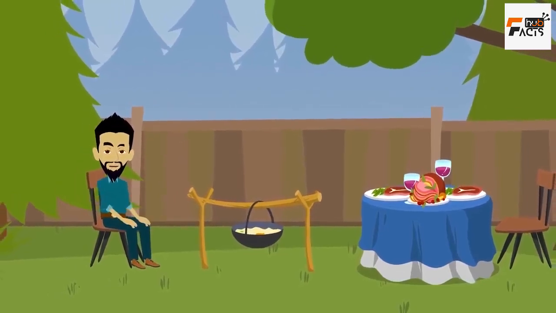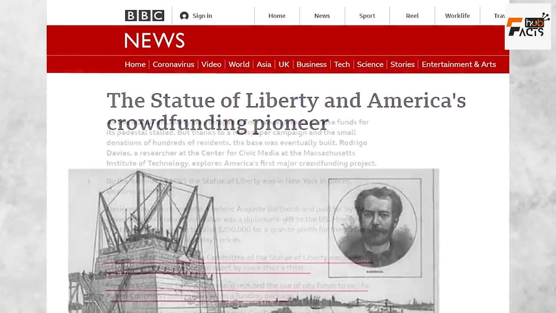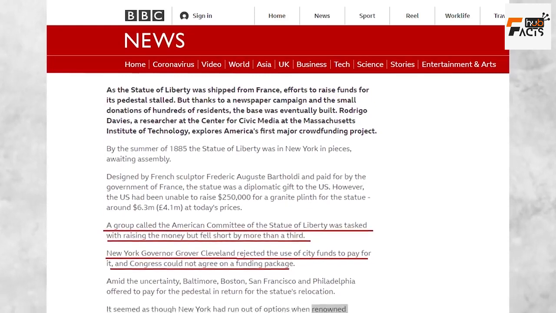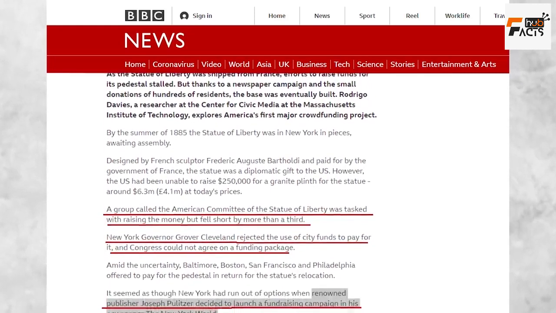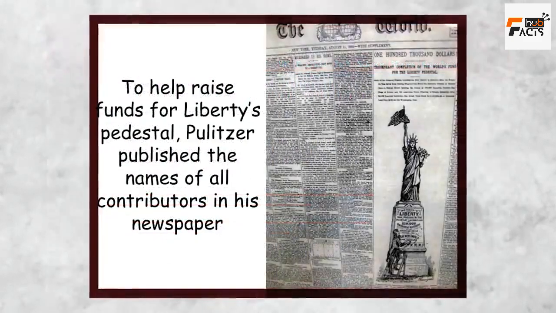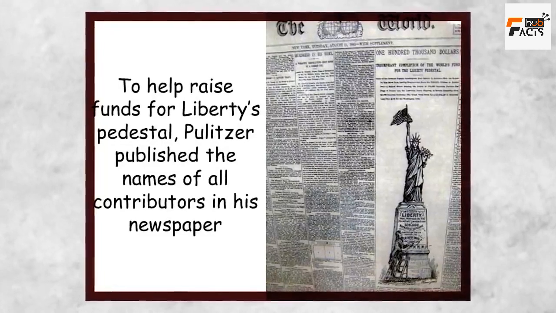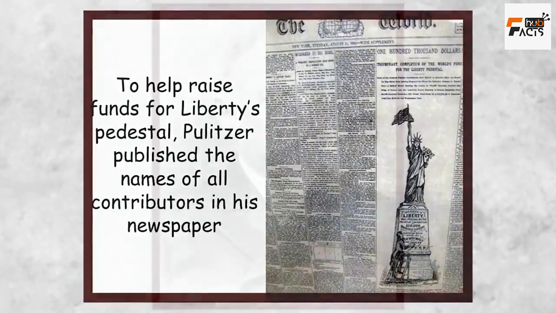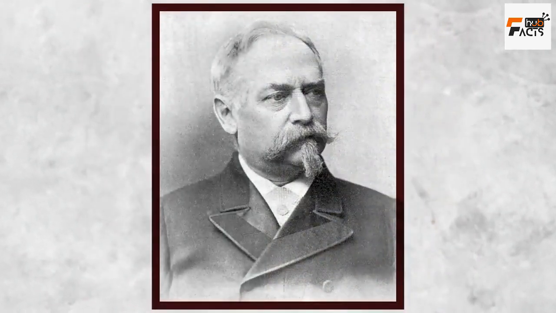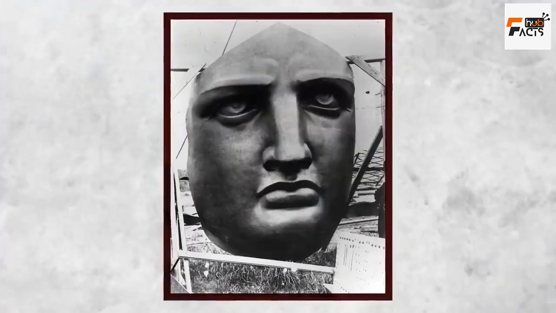Then came a twist in the story, when a New York newspaper publisher and politician, Joseph Pulitzer, used his newspaper for fundraising. He announced that whoever donates even a penny, his name will be printed in the newspaper along with the amount of funds donated. After this announcement, many people started donating funds in the hope that their name would appear in the newspaper. The task of constructing the pedestal was given to famous American architect Richard Morris Hunt.